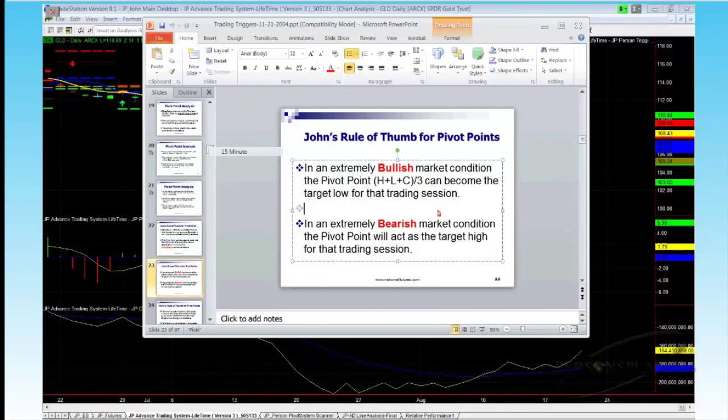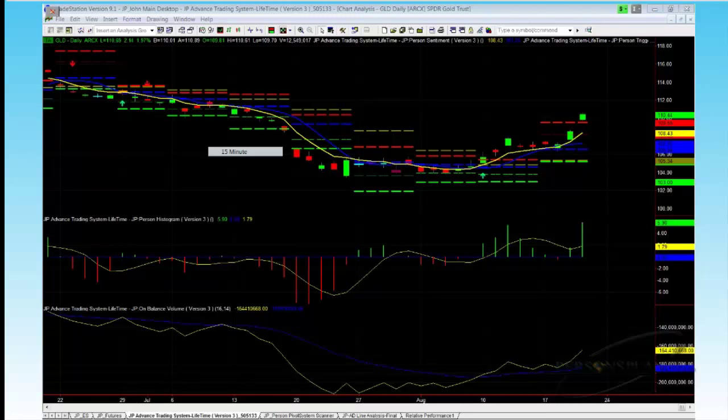This is the kind of stuff that comes out of the archive. And in fact, in an extremely bearish market condition, the actual pivot point will act as the target high for that session. So in other words, folks, if the market's supposed to go down and be bearish, if the pivot blue line holds, that's a bullish market environment. That's a really keen takeaway for tonight's session in understanding what the pivots are.